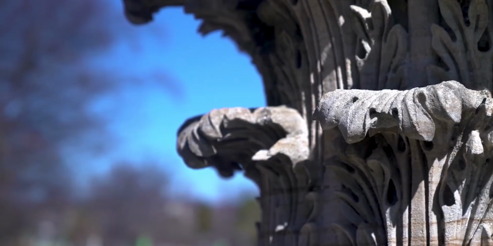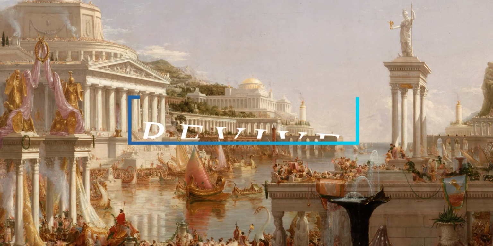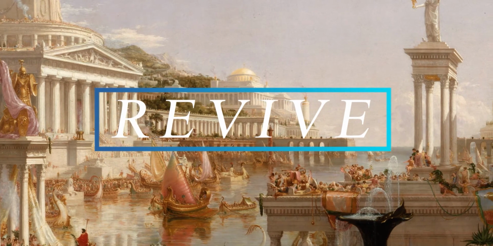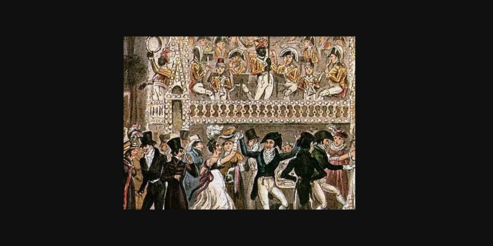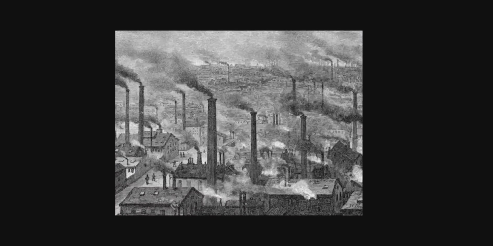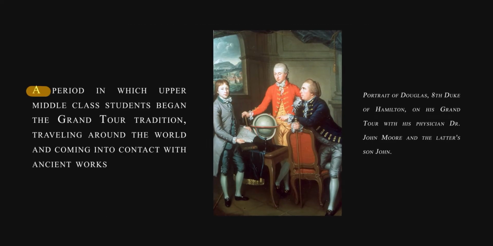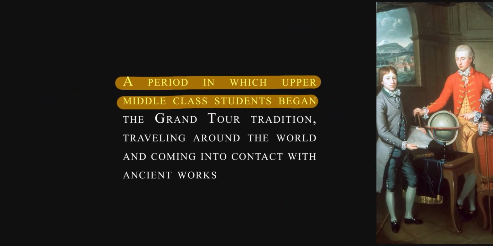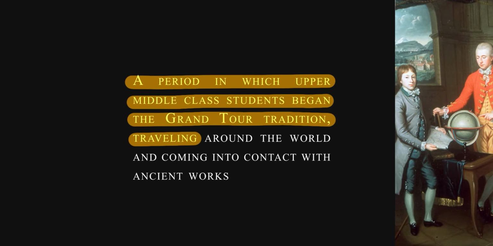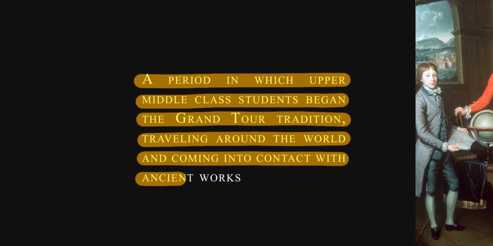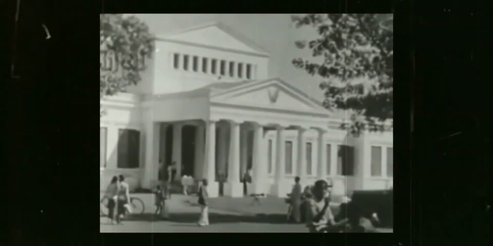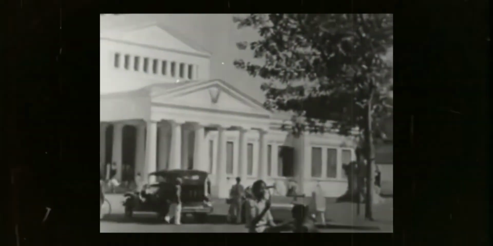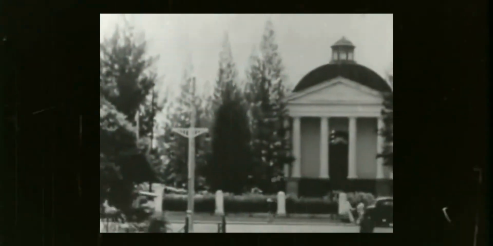From the 18th century onwards, neoclassical architecture sought to revive classical Greek and Roman buildings. Its expression is strongly related to its social and economic context, the Industrial Revolution in Europe, and a period in which upper middle class students began the Grand Tour tradition, traveling around the world and coming into contact with ancient works. The revival of European cultural production brought an architecture oriented toward rational symmetry as a response to Baroque architecture. This movement continued until the 19th century and was manifested in various countries.